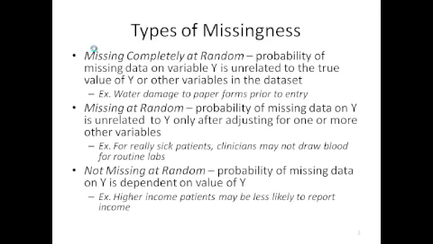But the most tricky one is the not missing at random. This means that the probability of missing data on y is dependent on the value of y. So if you're asking a group of patients what their income is, and you know that those who make a higher income may be less inclined to divulge their income, then you're going to have missing data in that higher income bracket more than anywhere else. Okay?